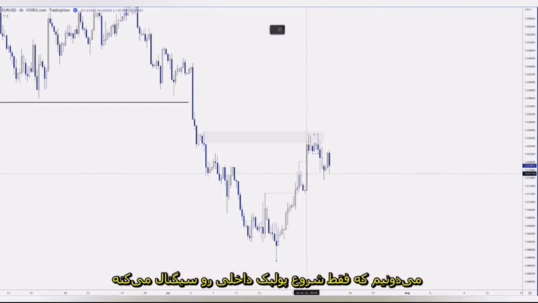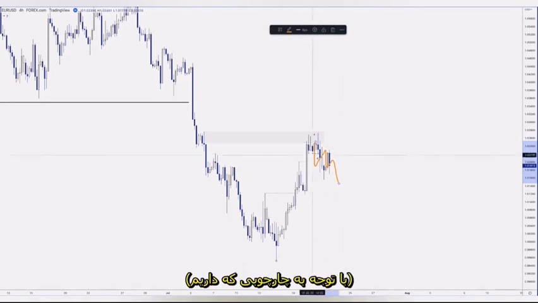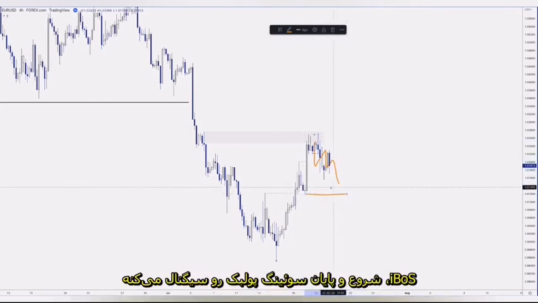Now, what do we know? We know that change of character just signals the start of the internal pullback, right? It does not signal the start and end of the swing pullback, right? That's the framework that we now use. Choke signals the start and end of internal pullback. IBOS signals the start and end of a swing pullback, okay?